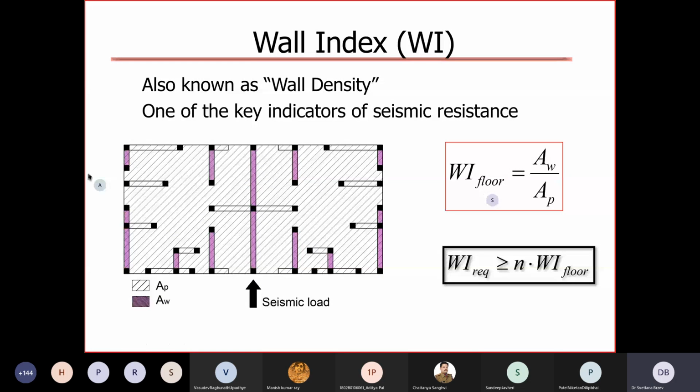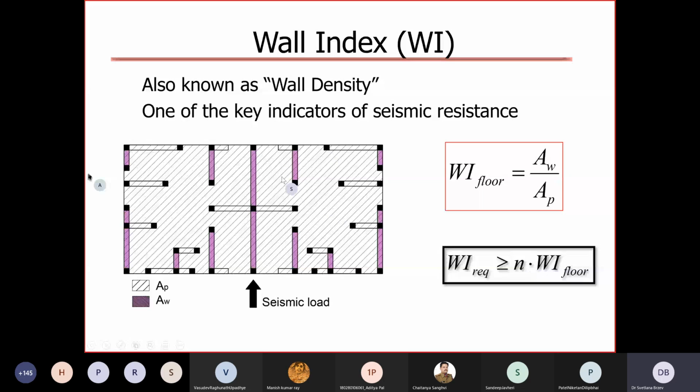So we can easily determine it for any building once we know the thickness of the walls and the length of the walls. What is important is to only consider the walls that are confined. Remember, we talked about the walls with large openings which are not confined. They would not be considered in this calculation. And for any building at a specific site, let's say Bhuj, Delhi, or Ahmedabad, we can determine the required wall index depending on the number of stories.